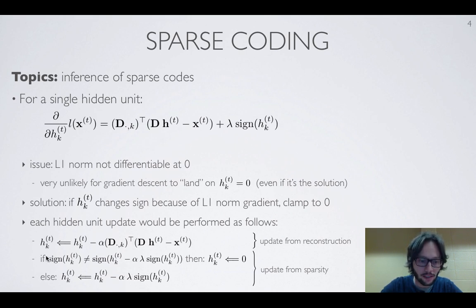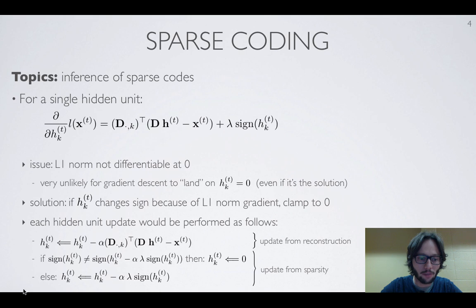So in other words, this is another way of writing this. In words, this would correspond to checking whether h_k^t is changing sign. If it's changing sign, then we set it to zero. Otherwise, we just apply the regular update. So we just subtract alpha times lambda, which is the regularization or the sparsity weight, times the sign of h. Okay, so we're essentially shrinking h towards zero.